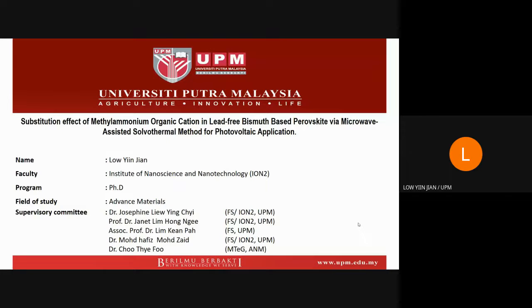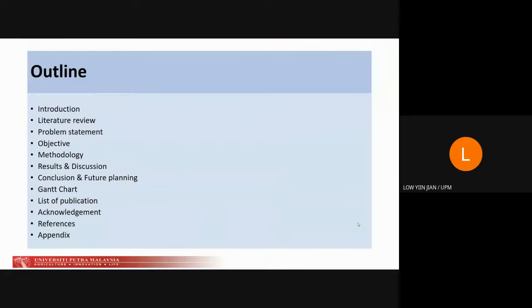Okay. Good day to Associate Prof. Dr. Hishamuddin, Chairman for this session, and every audience in this session. My name is Hon Jian, and I'm a student from Ion 2 under the supervision of Dr. Josephine. Today, I'm going to give a presentation about my research progress of my PhD project with the title of Substitution Effect of the Methylammonium organic cation in lead-free bismuth-based perovskite via the microwave-assisted solvothermal method for photovoltaic application. And this presentation is divided into 12 parts.